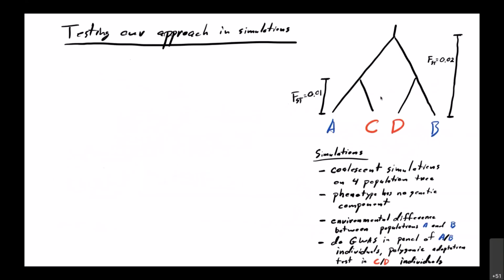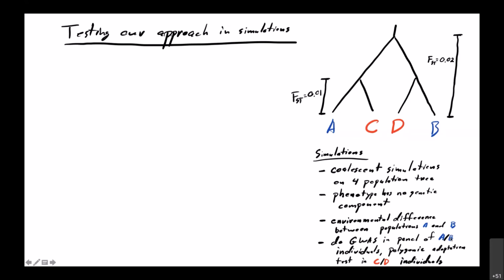So now I'm going to show you. We've got the theory and the logic of this worked out, and we're just to the point now of getting up and running in simulation. So I'll show you just in this very simple simulation scenario. We've done coalescent simulations in a 4-population tree where divergences are about FST of 0.1 for these lower divergences and about 0.2 if you go back to the root here. We simulated a phenotype with no genetic component. And we then simulate an environmental difference between populations A and B.